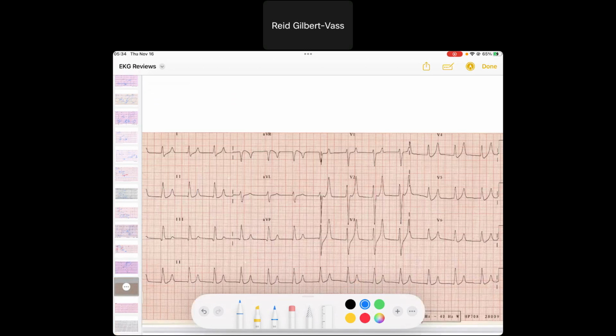Alrighty, so our next rhythm, we're going to take a look and see our regular rhythm. Okay. And the rate here is going to be 300, 150, 175 beats per minute. Let's figure out what the atria is doing. Well, I can't seem to find any P waves. I don't see any P waves.